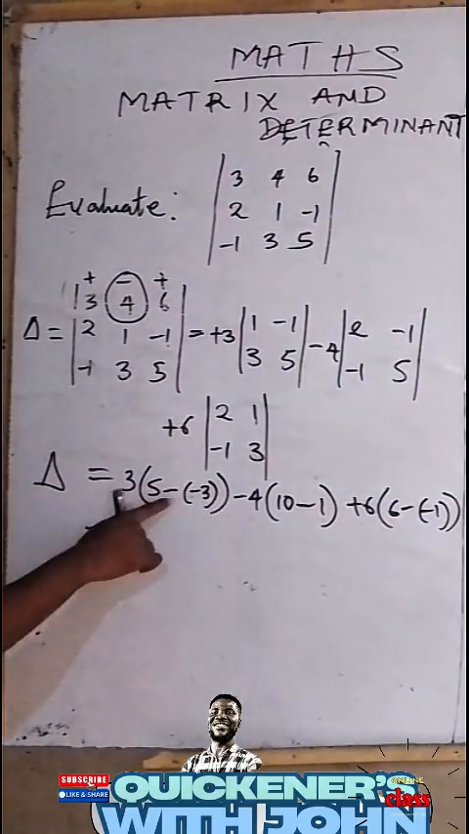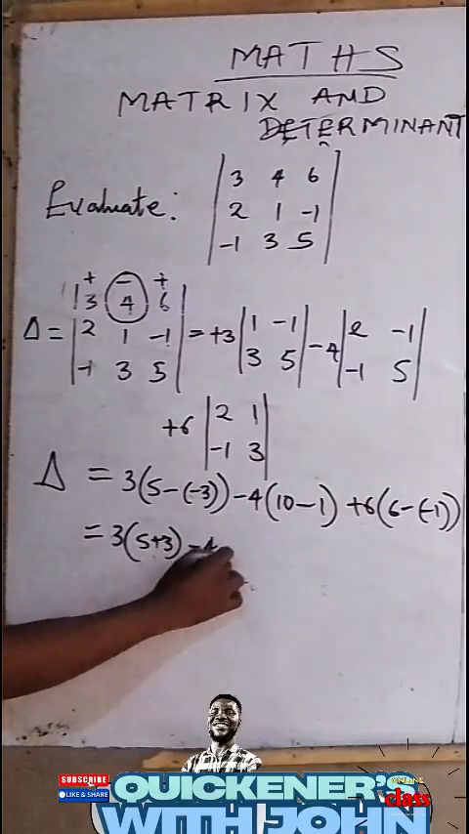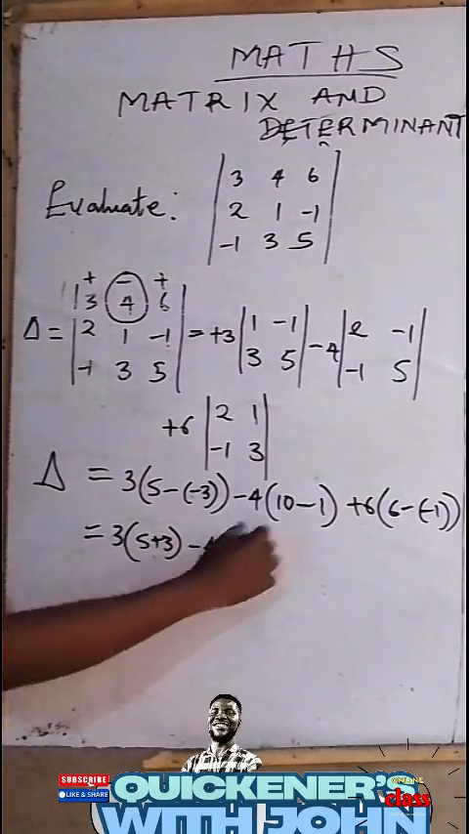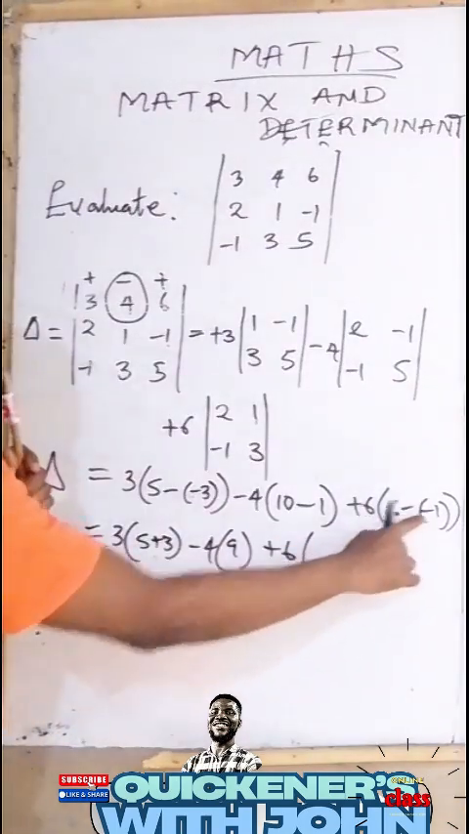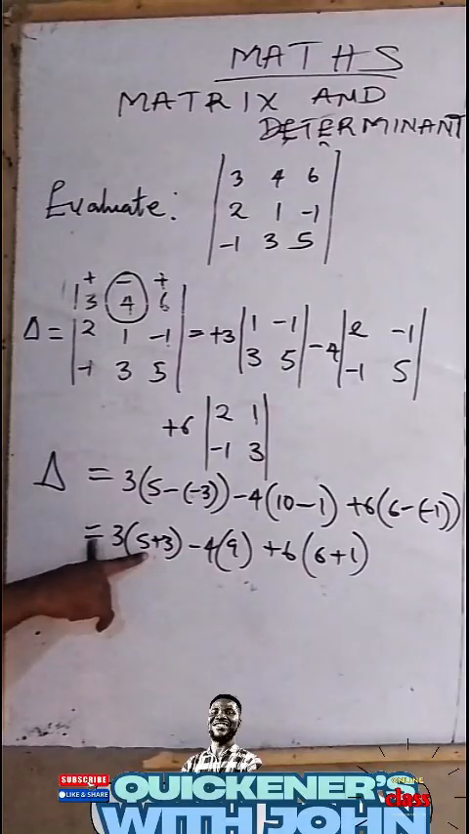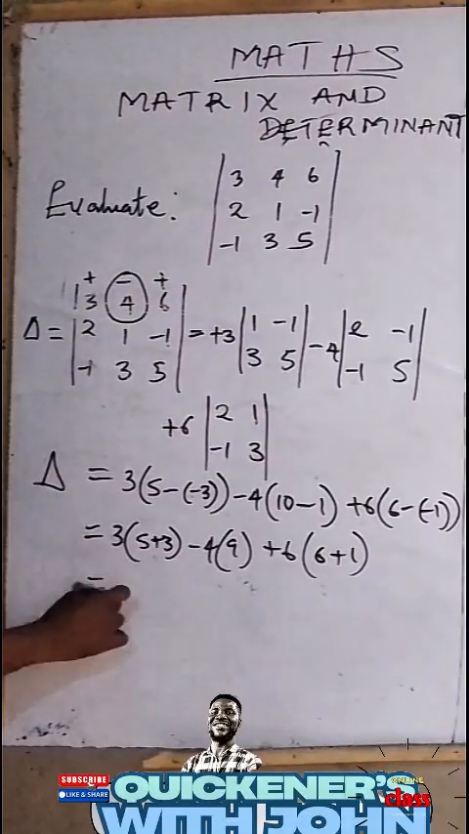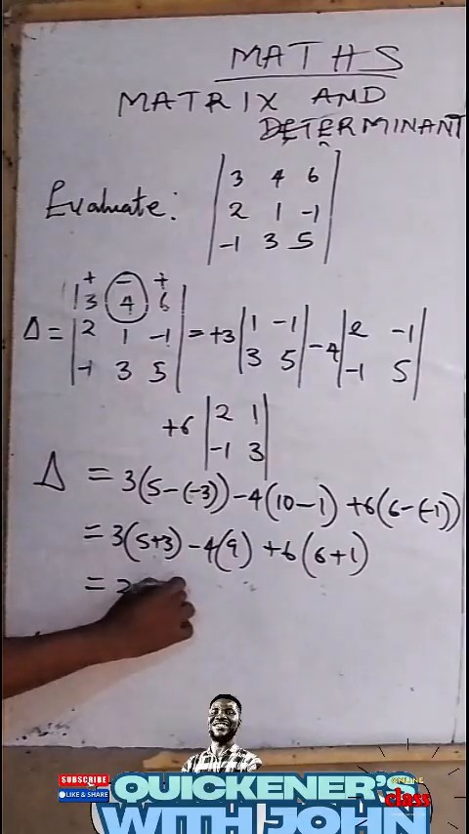Alright? Good. So what we have now? 3, open bracket, minus times minus plus, so 5 plus 3, minus 4, open bracket, 10 minus 1, that should be 9, plus 6, minus times minus plus, that's 6 plus 1. Can you see now? So what we have? 5 plus 3, that's 8. 8 times 3, 24. Minus 4 times 9, that's minus 36. Okay?